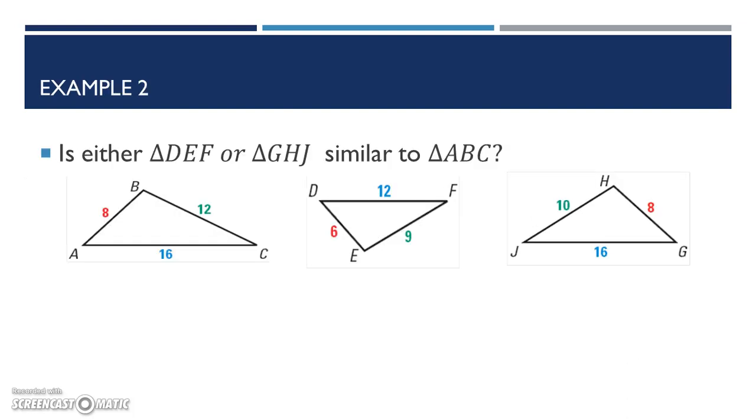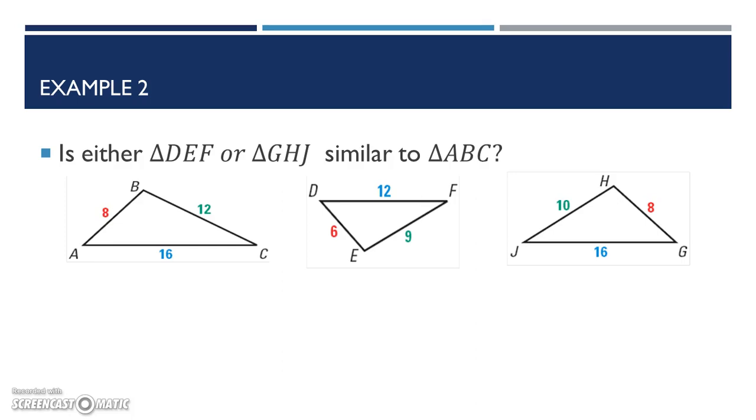Here, which one is similar to ABC? So which triangle is similar to triangle ABC? Well, ABC is 8, 12, 16, and we're going to match them according to color, but the idea is according to the size of the triangle. We're going to write ratios to see if they match.